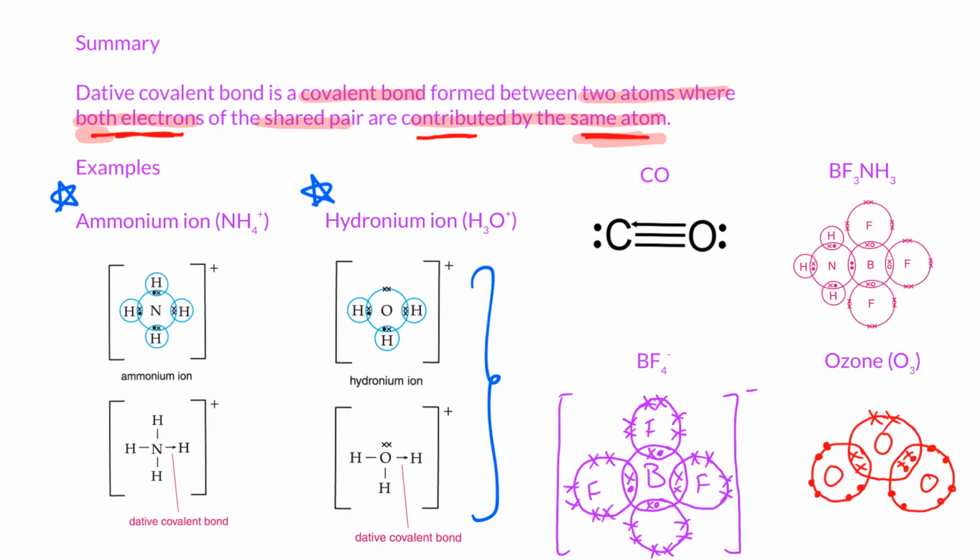The other ones are the examples that are given by me: carbon monoxide, this one BF3-NH3, ozone and also BF4-. Missing out an F right there.